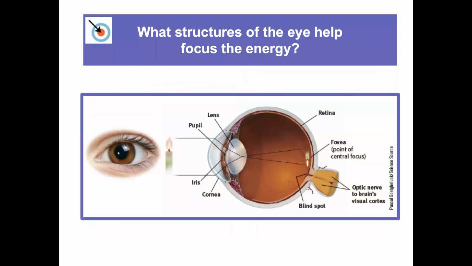So let's look at the parts of the eye, the structures of the eye that help us focus our energy. And this will be something that you're really going to have to take some time to learn and understand. And I would even recommend drawing it out and practicing the different parts of the eye. It's important to know these basic parts of the eye for AP psychology.